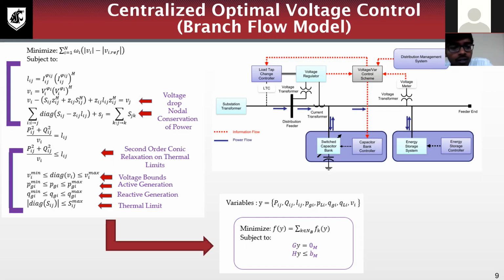And then whatever optimal solutions it gets, the optimal solutions will be in terms of how much of tap settings we should set, or how much active or reactive power injection should come from an energy storage device, or what should be the status of capacitor banks at different positions of the network. So all these commands are then sent back to those particular devices, and then ultimately voltage is maintained throughout the feeder.